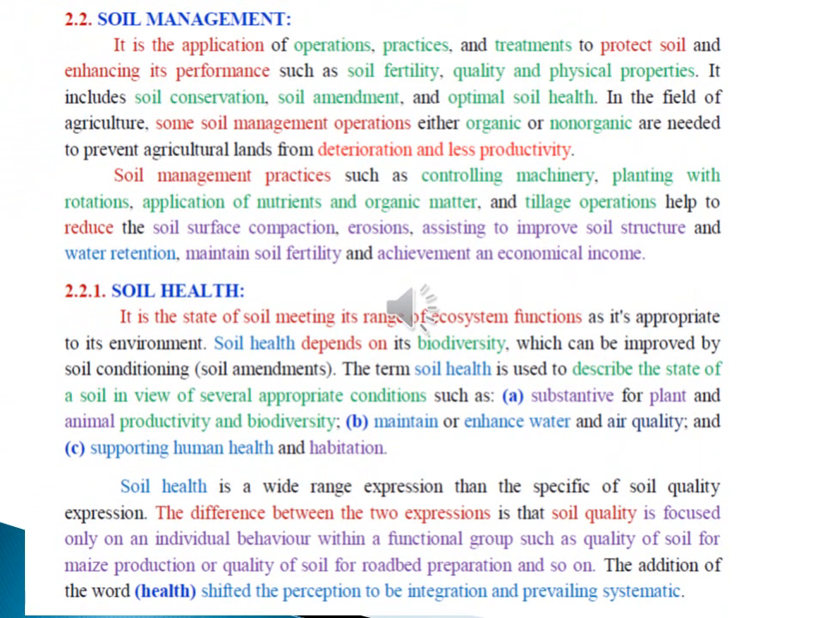Soil management is the application of operations, tactics, and treatments to protect soil and enhance its performance, such as soil fertility, quality, and physical properties. While soil health is the state of soil meeting its range of ecosystem functions as appropriate to its environment.